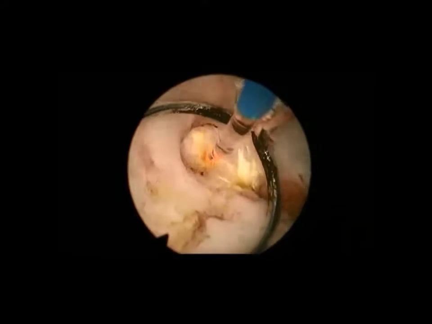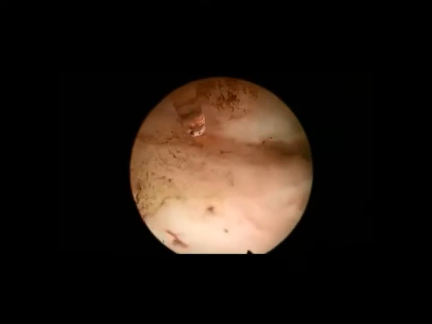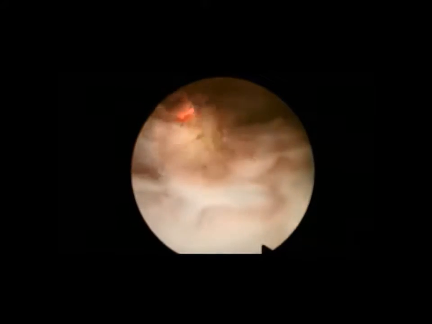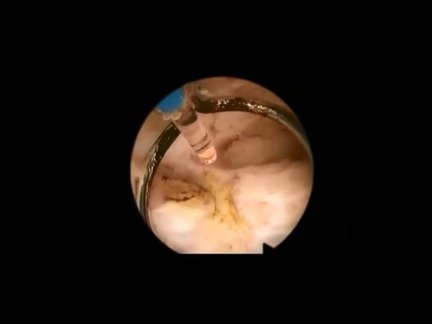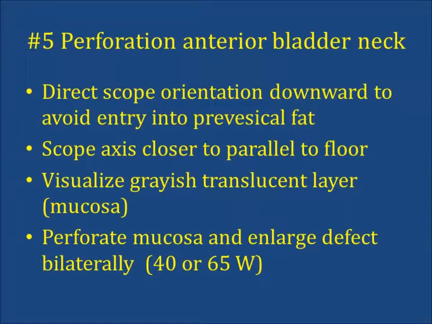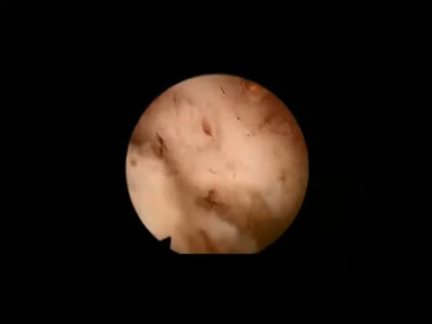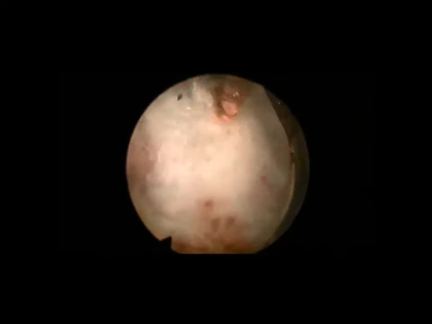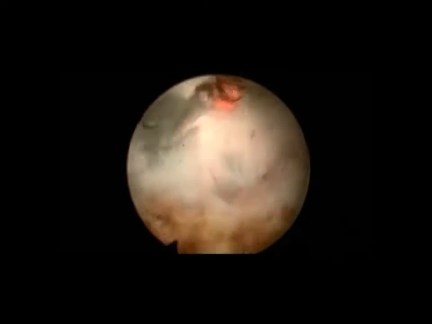As stated earlier, we want to be mindful of the axis of the scope so as to not go obliquely across the bladder neck. We want to angle that scope a little bit downward as we reach the bladder neck. Step 5, we perforate the interbladder neck. We recognize this grayish translucent layer and go through it and then widen it both medially and laterally.